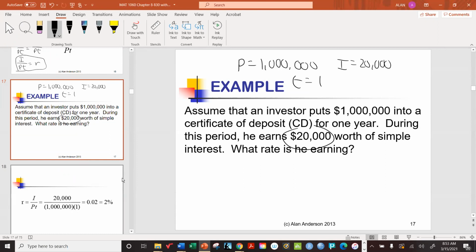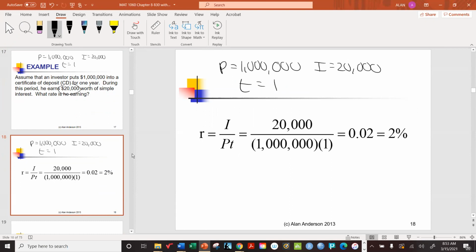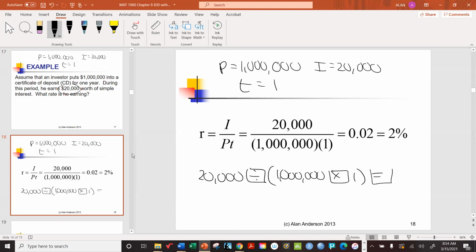All right. So we come back to the formula. So remember, P is 1 million. I, the simple interest, is 20,000. And T is 1 for 1 year. So we plug everything in. And again, on the calculator, you'll have to put 20,000 divided by, open parentheses, 1 million, which is written like this. And it'll come up 0.02, which you know is 2%.